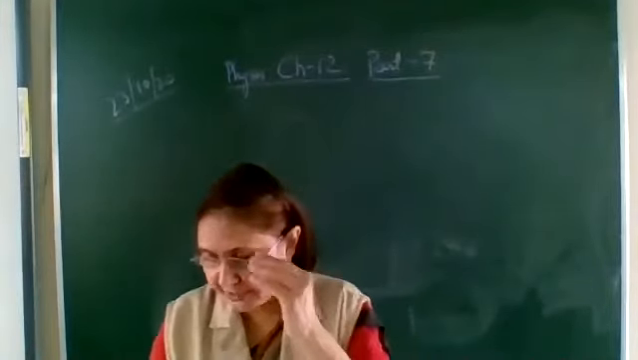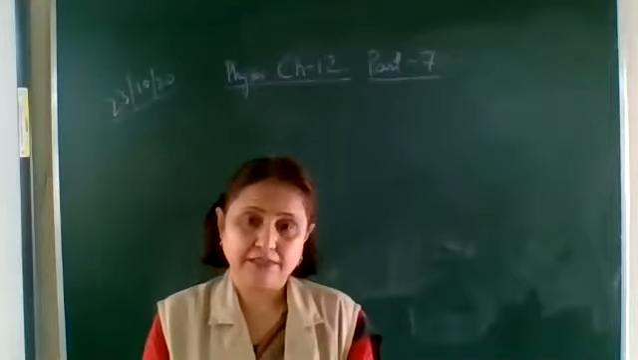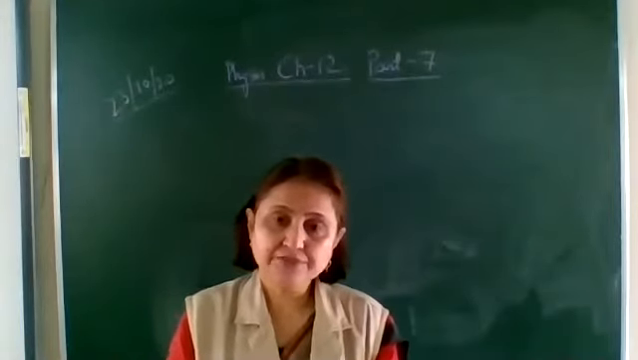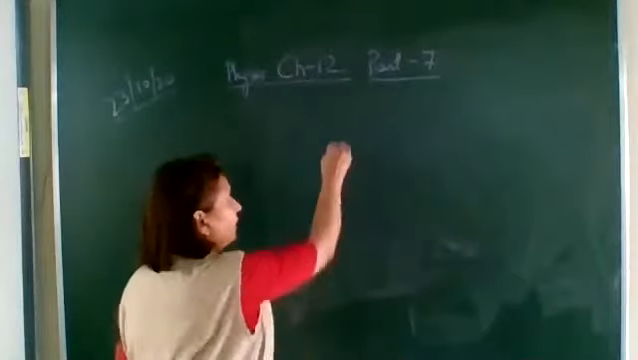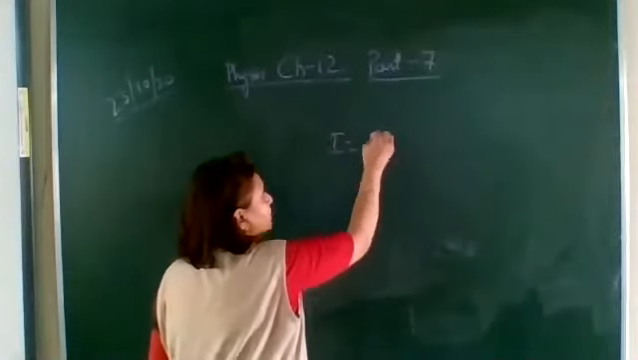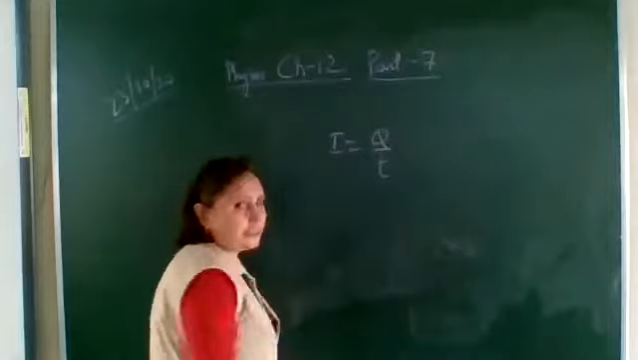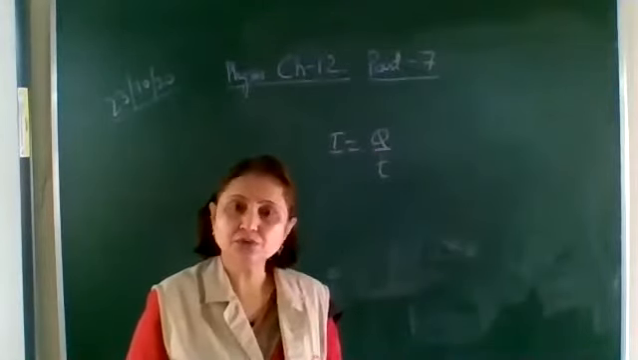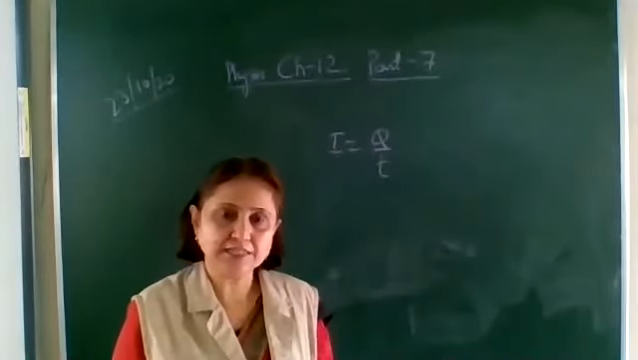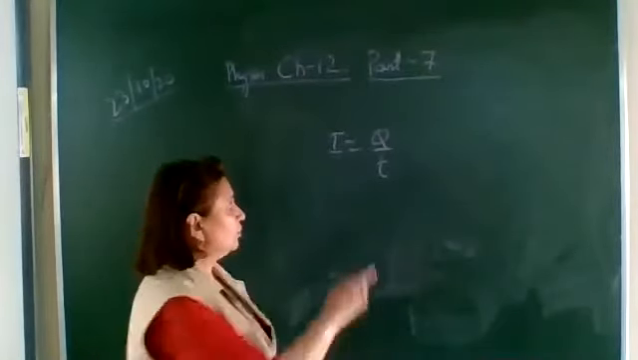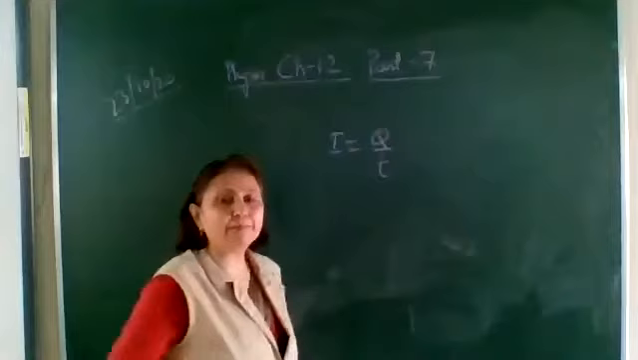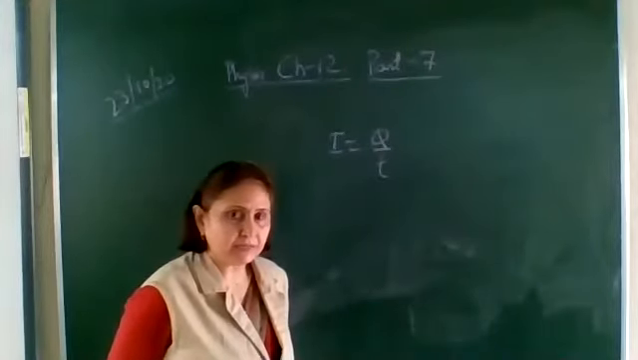In this chapter, we have studied about electric current. Electric current is defined as the rate of flow of charges. So, the formula for the electric current is charge flow per unit time: I is equal to Q upon T, where Q is the charge and T is the time. The unit of charge is coulomb, the unit of time is second. So, coulomb per second is the unit of current.